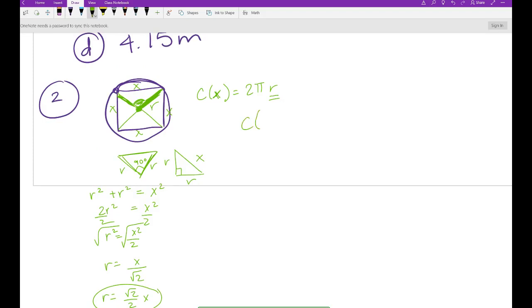All right. So now C of X equals 2 pi. I just found R. So that's really rad 2 over 2 times X. Can I leave it like that, guys? Please don't, right? Can I simplify further? Can I reduce the 2's? So this is really what? Pi X times rad 2. Or you can write rad 2 pi times X. Okay.